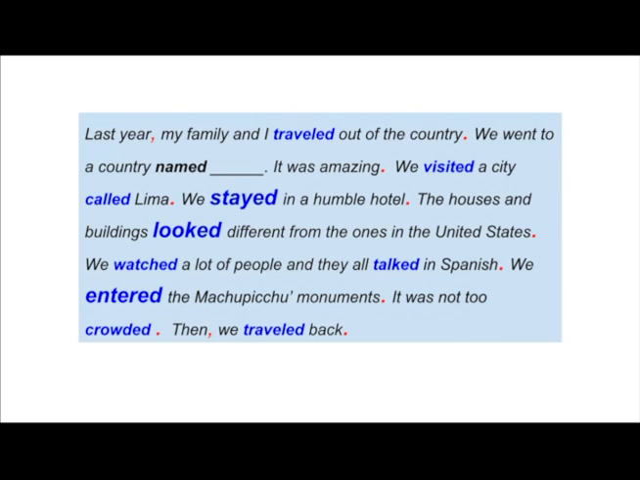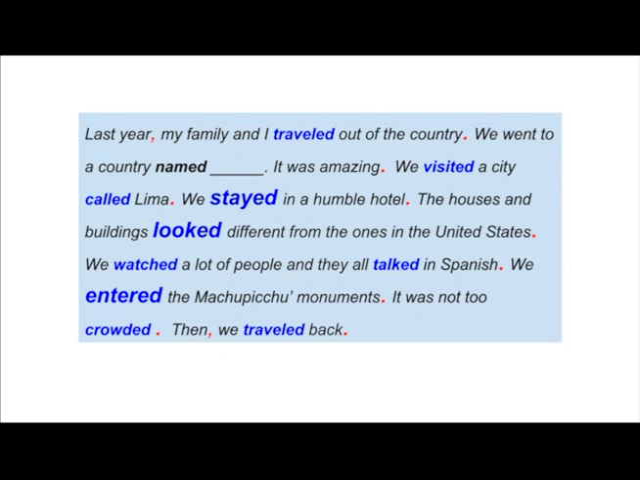We stayed in a humble hotel. The houses and buildings looked different from the ones in the United States. That's another clue that I wanted to give them, as they can compare something that is familiar to them with something that is quite different. We watched a lot of people and they all talked in Spanish. That is another clue. So we know that it could be in Latin America or in Spain.